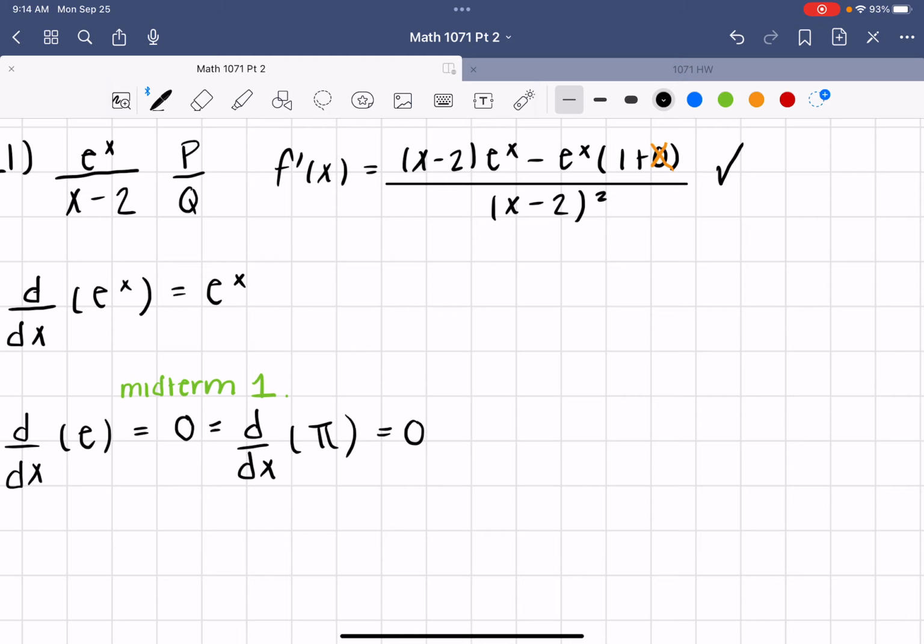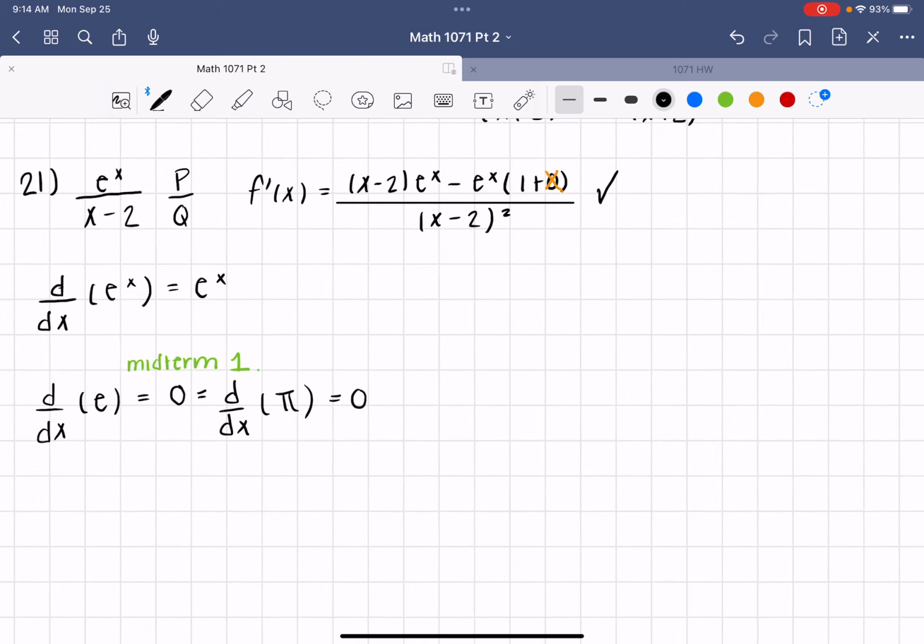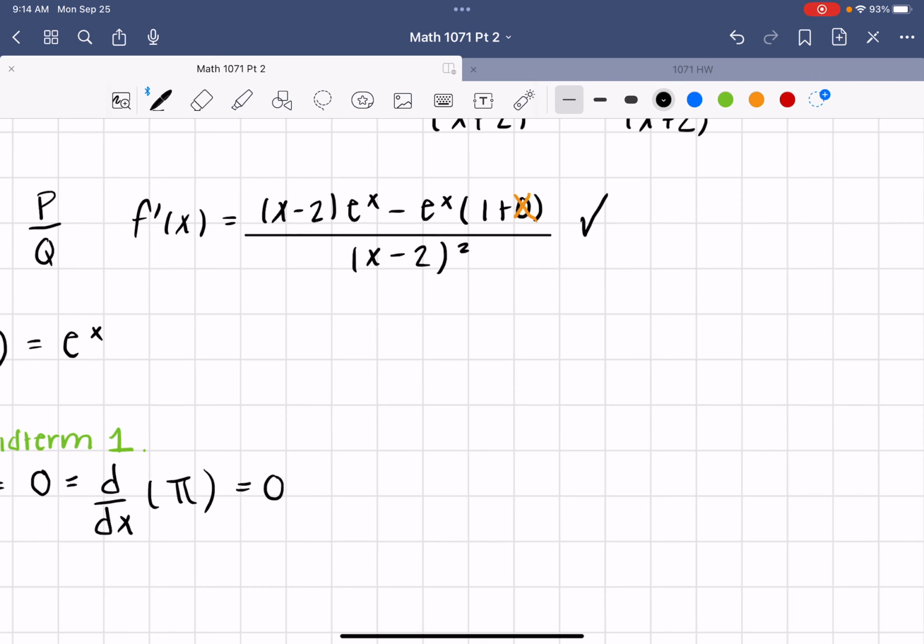But now for the second midterm, you've got to simplify, because you're working with it. Do you see how it simplifies? You have x e to the x minus 2e to the x minus e to the x.